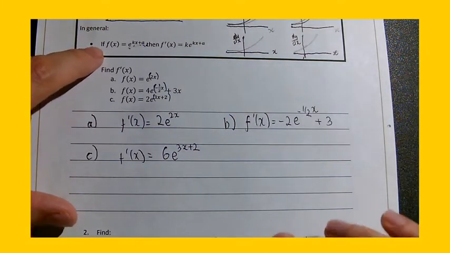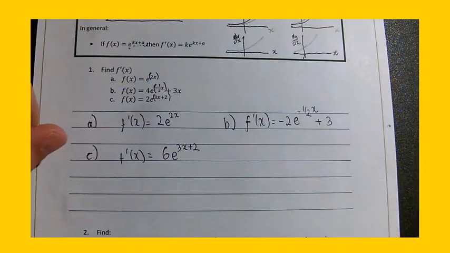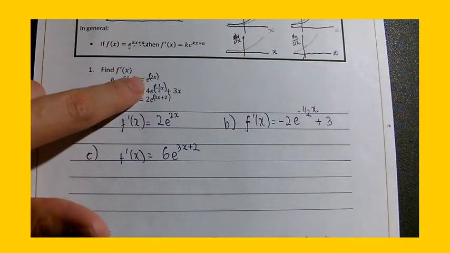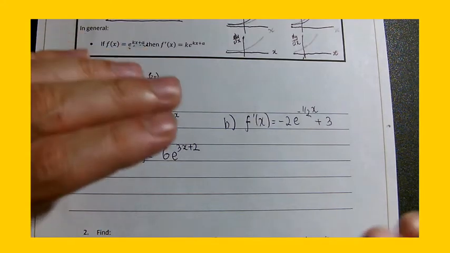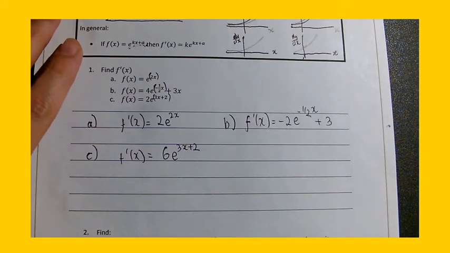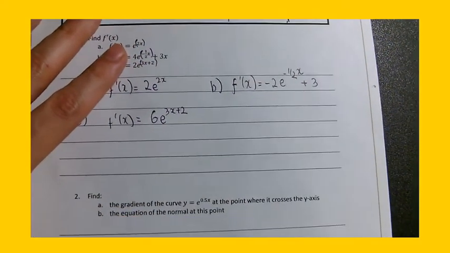Okay. Now, as I said, if you were to go on Desmos or any other graphing software and type in e to the 2x and 2e to the 2x, you'll find that the gradients will match up. Okay, so these results do work.